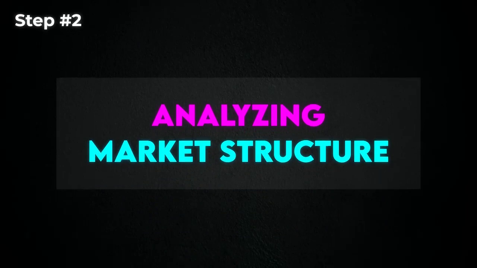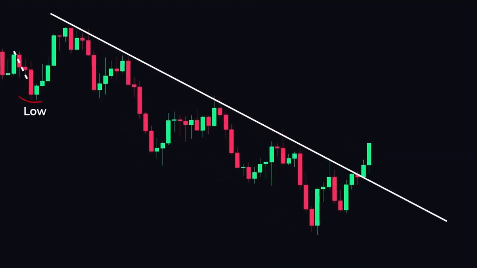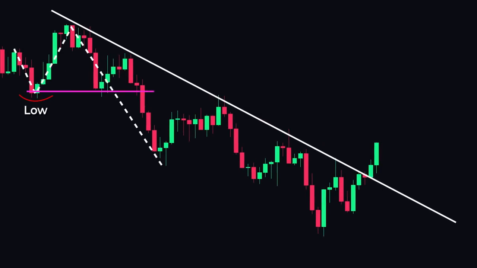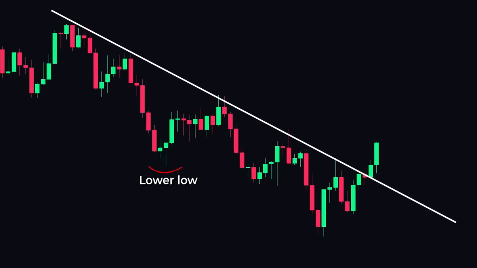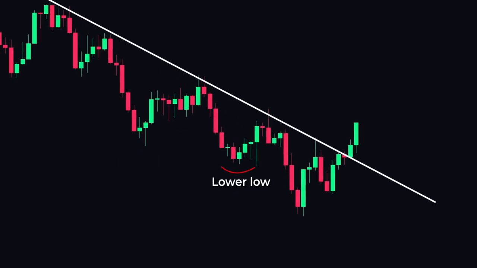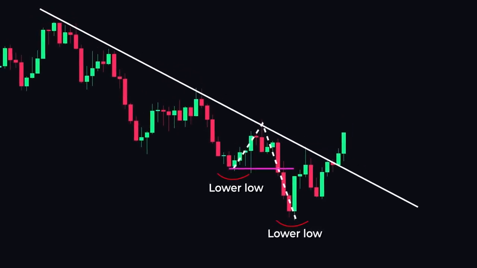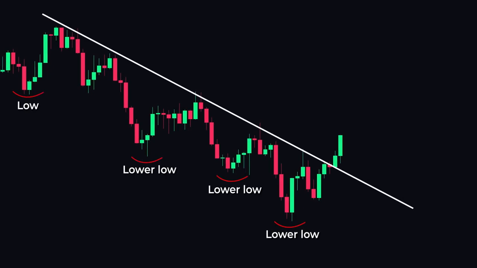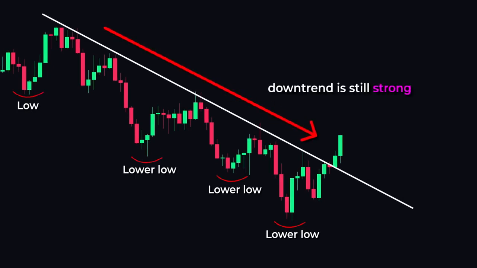Here's how it works. In this example, price makes a low, then it breaks that low, forming what's called a lower low. Shortly after, it happens again. Price breaks the previous low, forming another lower low. And then once more, price breaks the low and forms yet another lower low. This shows that price keeps forming lower lows, which tells us the downtrend is still strong.